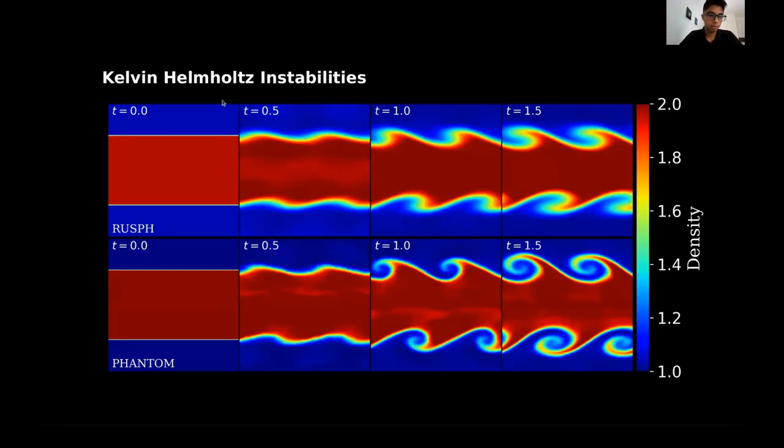Here, we simulate the Kelvin-Helmholtz instabilities. The system basically consists of two fluids flowing in different directions with different densities. So you can see here the formation of the instabilities. We compare the results with another code, Phantom. In the Phantom solution, you can see the formation of some vortices that we didn't get in Rusph. One of the reasons is, again, resolution, but not only that, also initial conditions and dissipation terms. But the instabilities are formed, so that was a good result.